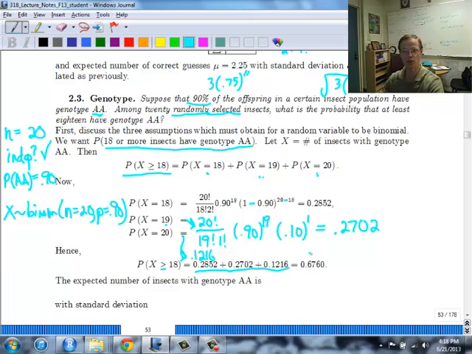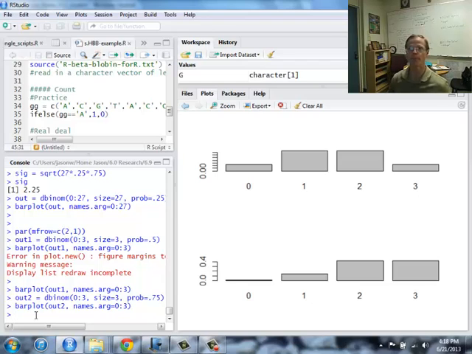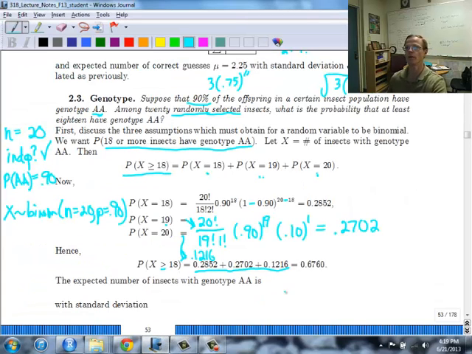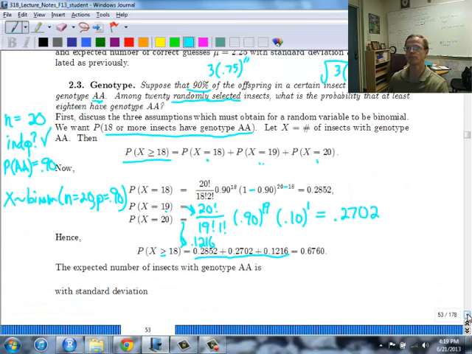To do that in RStudio very easily, we could just use dbinom, and I'm only interested in 18 to 20, so I'm just going to focus on those. The colon says in between. Size is 20, that's my n, and then probability was 0.9. So I run that, boom, those are the 3 numbers that I also got. Okay, so 67% chance, that's pretty good.